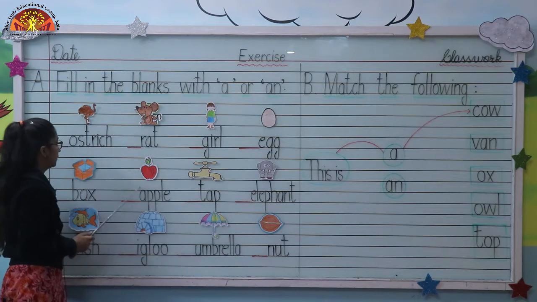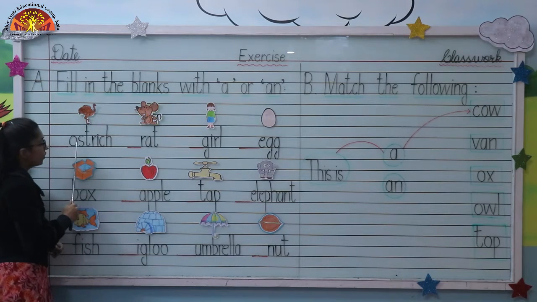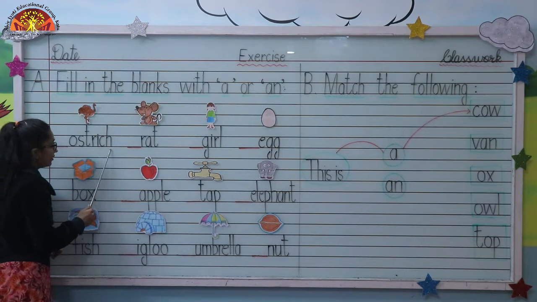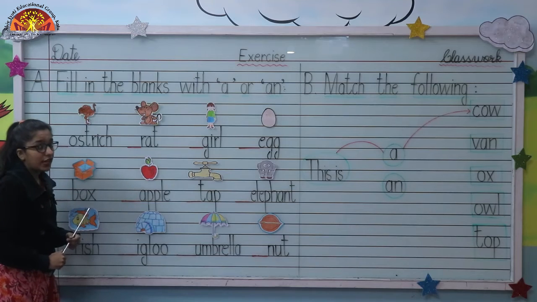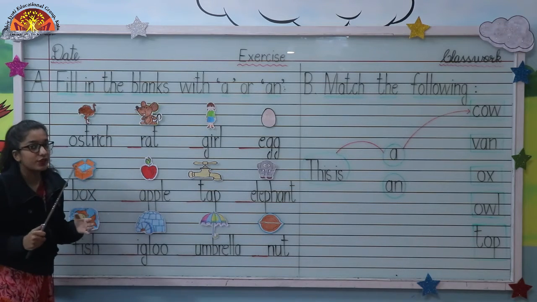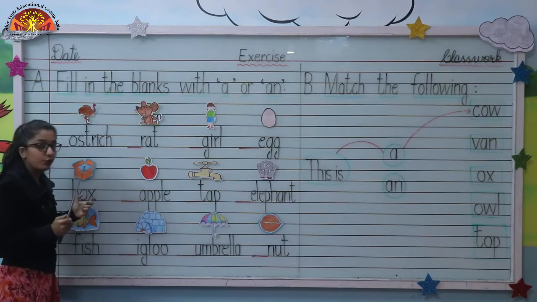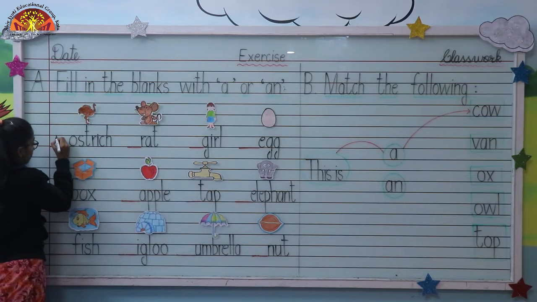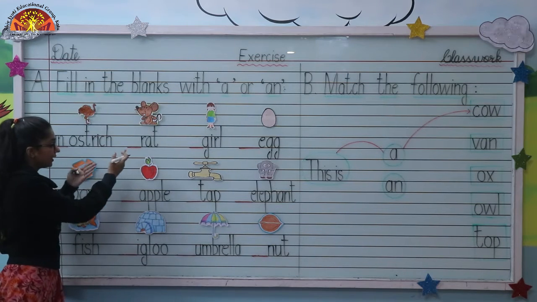Come to the first one. Dash O-S-T-R-I-C-H. Ostrich. So kids, we have to see the first letter of the spelling. First letter is letter O. O is a vowel. So we have to write an before this word. So write an here.